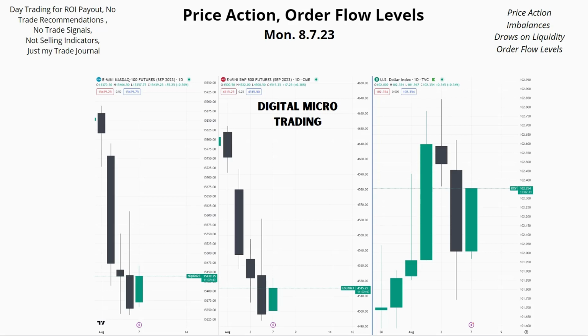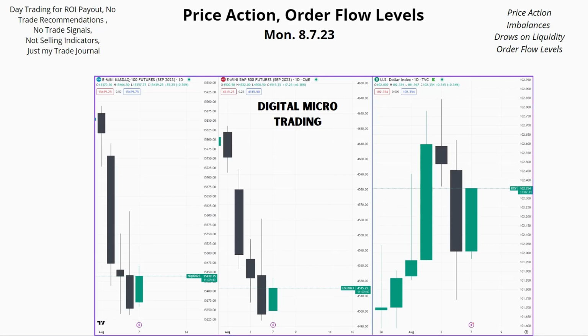We've got price action, order flow, levels Monday. I've got 24-hour charts times 3 here. On the left, the NASDAQ. You can see a bit of green. That's our Globex session. In the middle, we've got the S&P 500, same thing. The S&P is a little bit weaker than the NASDAQ. You can see here we haven't even got the green body to the black body, let alone the wick.